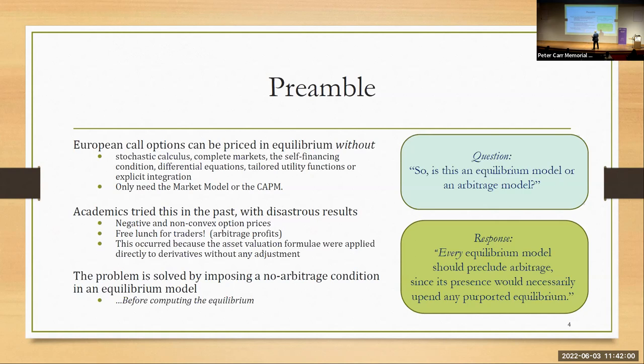So when people say to me, is this an equilibrium model? Is it an arbitrage model? So why do you distinguish between the two? Because if you have arbitrage, you don't have equilibrium. Every equilibrium model should have a provision that prohibits arbitrage.